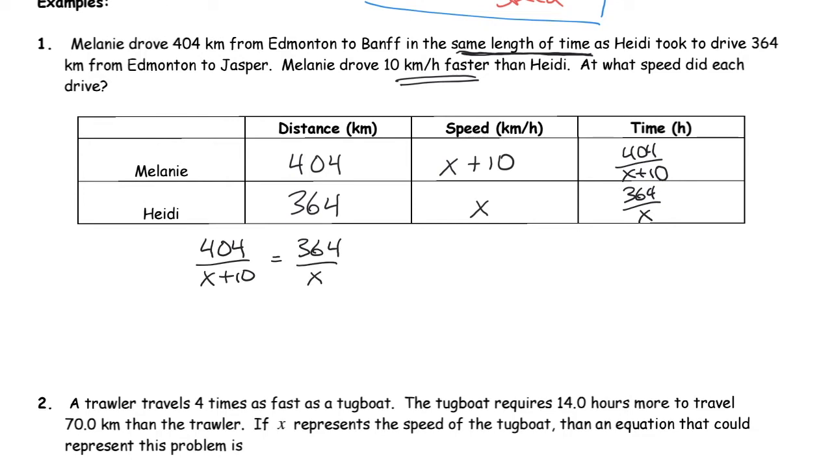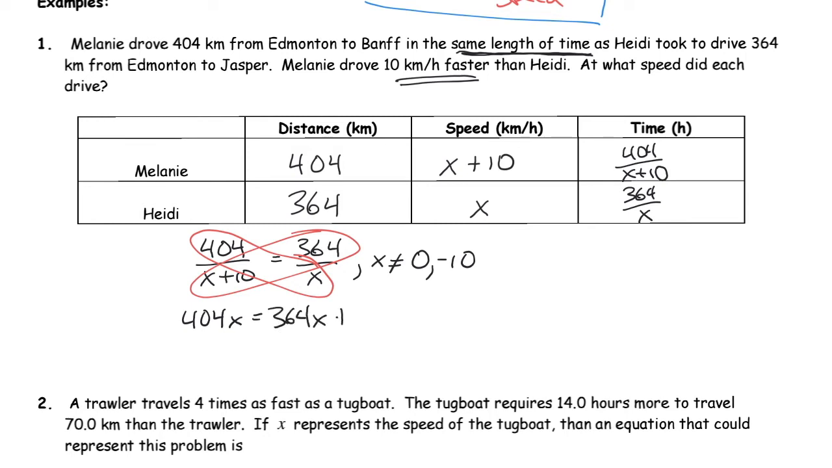Okay, so now we've got this nice little proportion. We've got a fraction equal to a fraction here. So over on the side, I might write that X can't be equal to 0 or negative 10. I see that from the denominators. But then I'm going to use cross multiplication to solve this one. And I will get 404 multiplied by X will equal, and actually it's very easy to distribute that 364 by that X plus 10. That'll be 364X plus 3,640. And remember, with the stipulation that X can't be equal to 0 or negative 10.